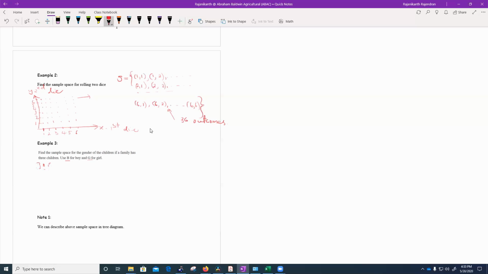All 3 children are boys, or you may have the first two boys and the next one girl, or maybe the first one boy, the second one girl, and the third one boy. If you arrange in a systematic way, you will get all the possible outcomes. So I'm writing in this way. So you may get boy, girl, girl, or you may get girl first, then boy and girl second, or you may get first two girls and boy.